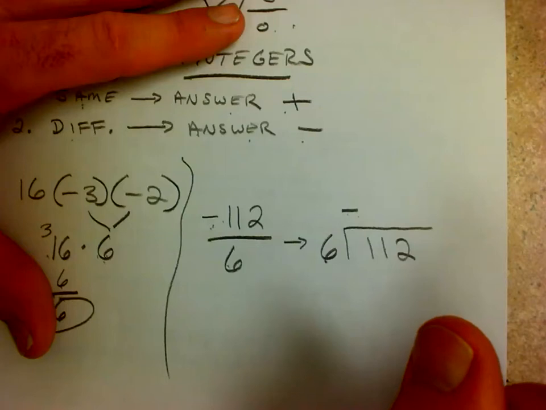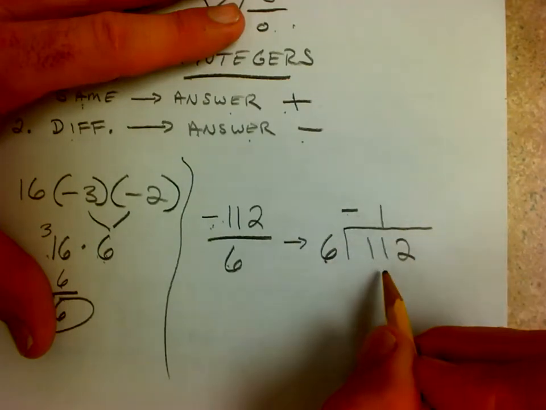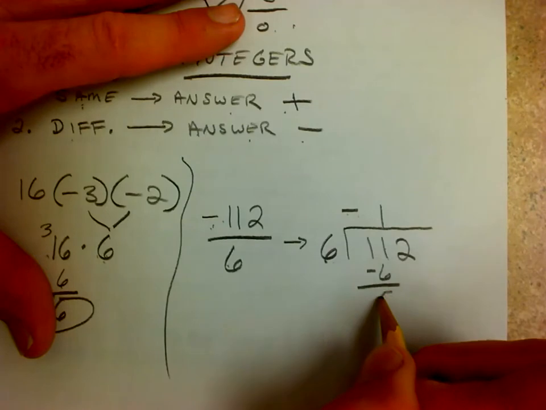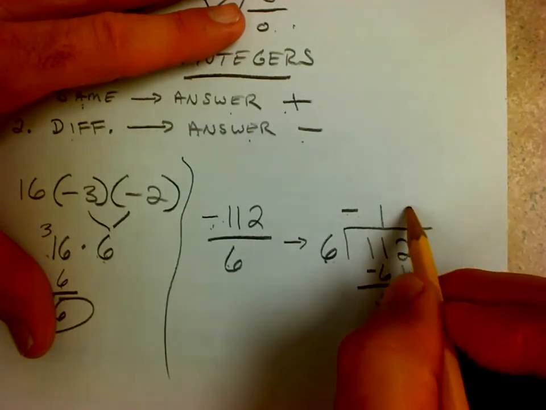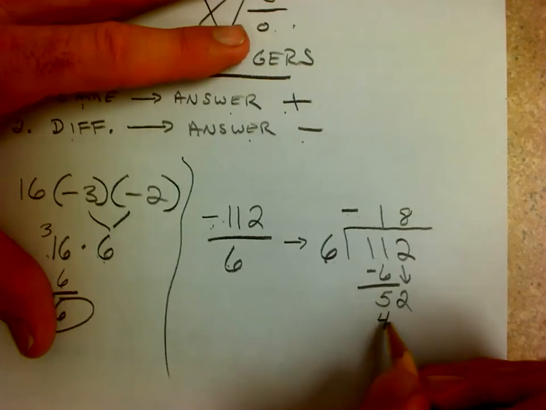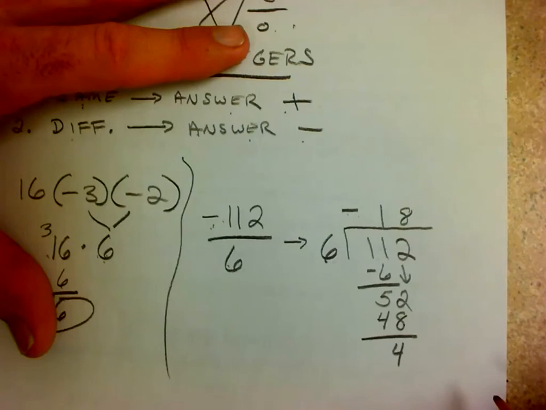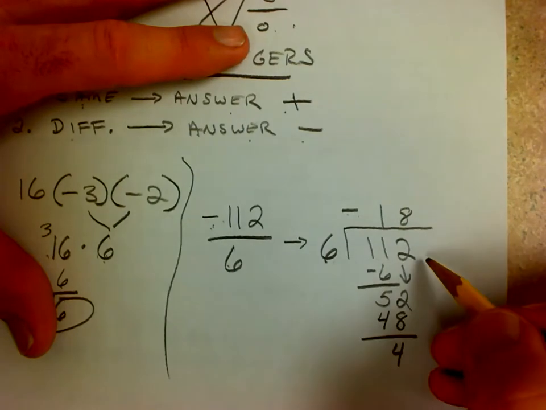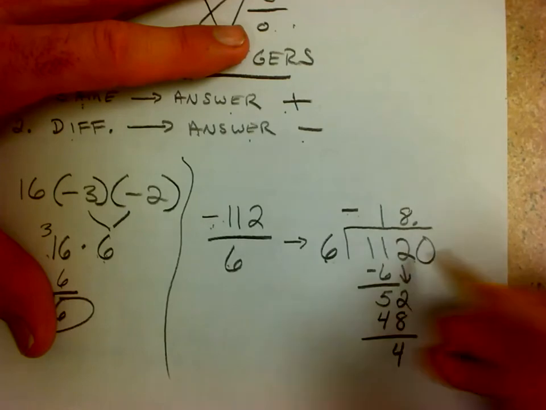Now we can just do our regular long division steps. 6 goes into 11 one time. Remainder of 5. Bring down the 2. We can get 8. 8 times 6 is 48. That leaves me with a remainder of 4. We are out of digits, so now our decimal point and zeros kick in.